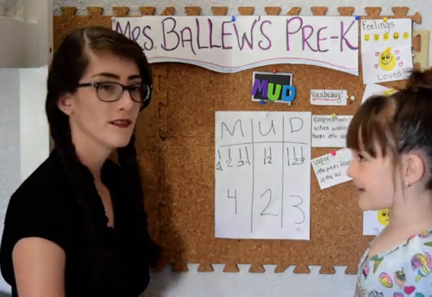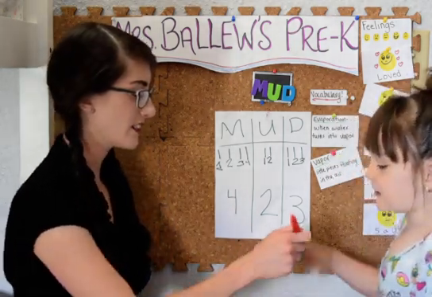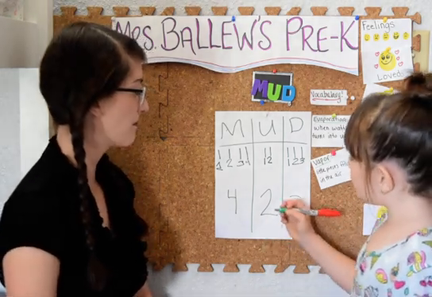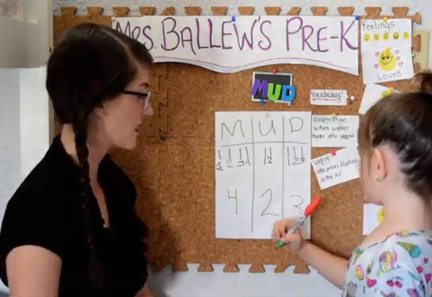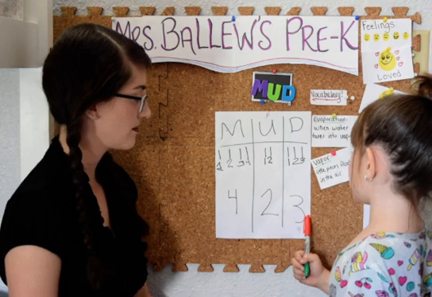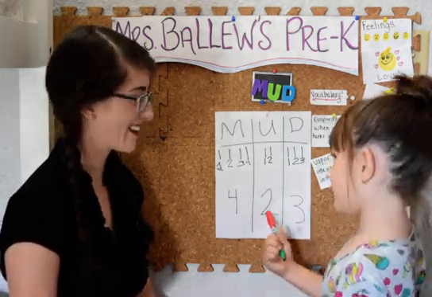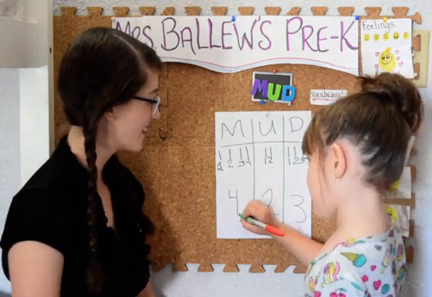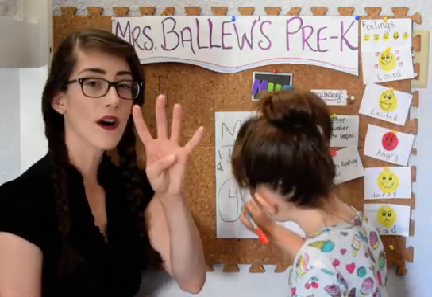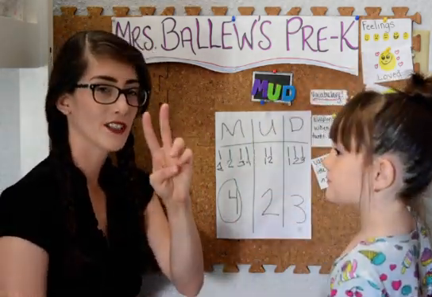Could I circle the one that has the most letters? Sure. Circle the one that has the most, the biggest number. Do you think it would be this one? No. This one? No. This one. Yes, 4. 4 is bigger than 3 and 2.